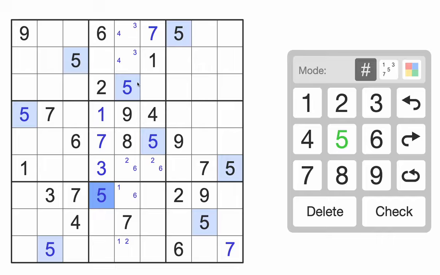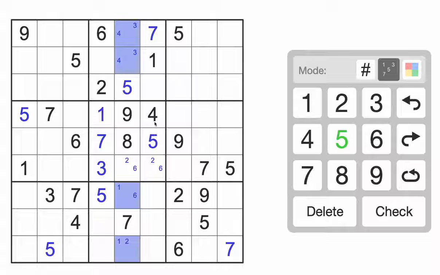Okay, and now I can place 4 in box 8. Here's 3, 4 double. So these cannot be 4. This 4 blocks these. This 4 blocks here. Gives me 4 here. And that gives me 4 in box 9.